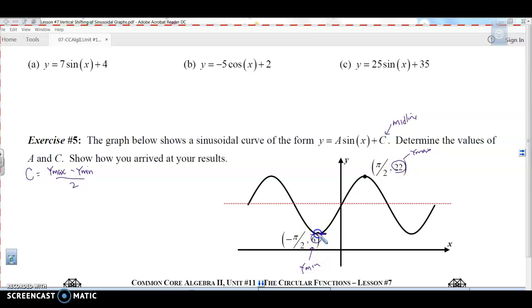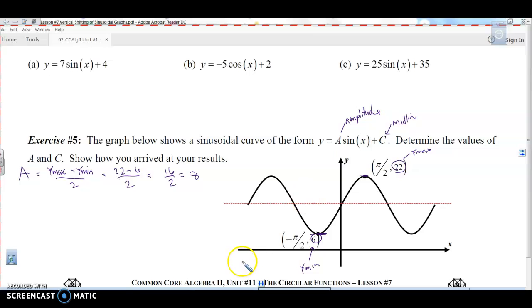Okay, so the distance between here and here is the wave. Now, y max minus y min would be 22 minus 6, and then divide that by 2. 22 minus 6 is 16, divided by 2 is going to be 8. All right, so that means, oh wait, that's not C, that's A. Sorry, forgot to figure that out. That's going to be A. A being the amplitude, which is the height of the wave. Sorry about that, I was thinking of something else.